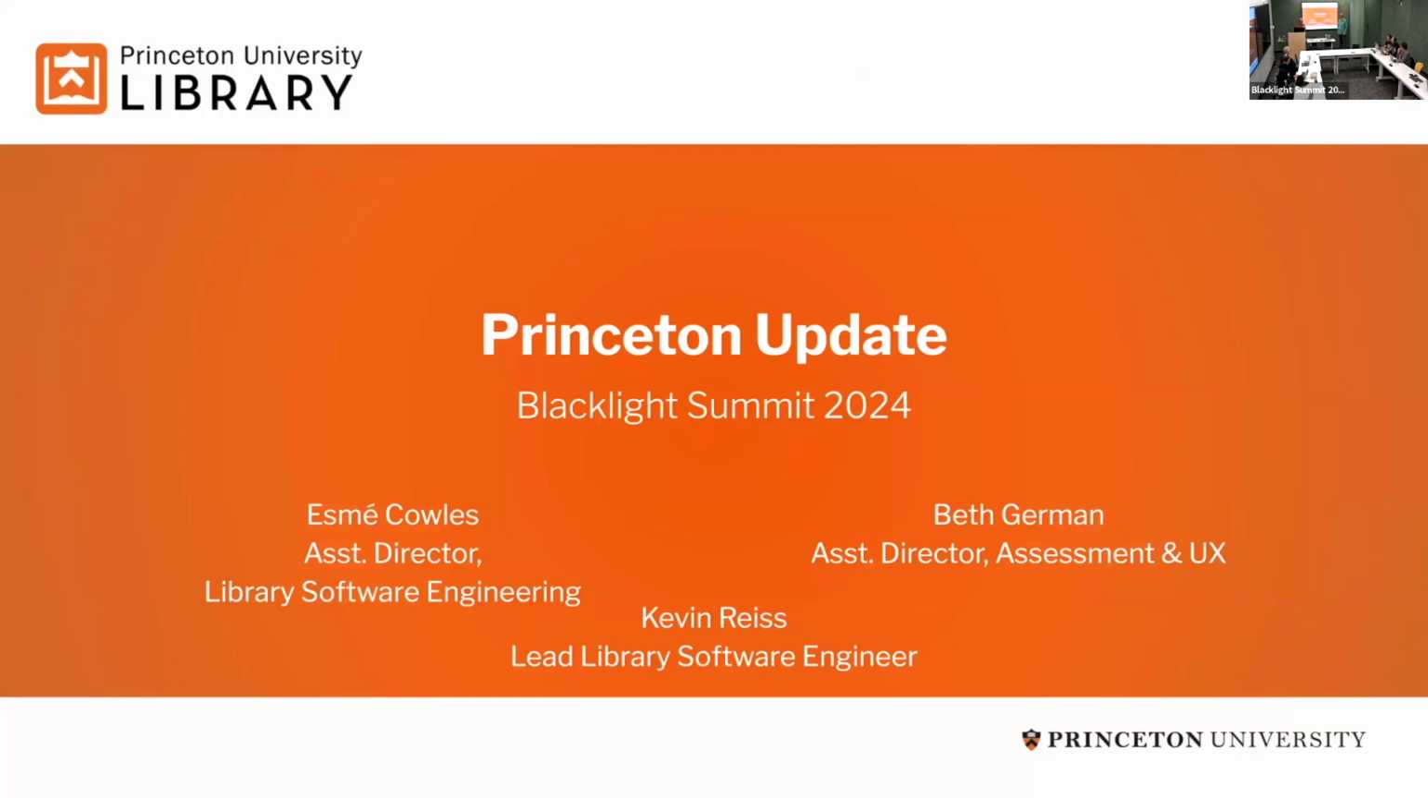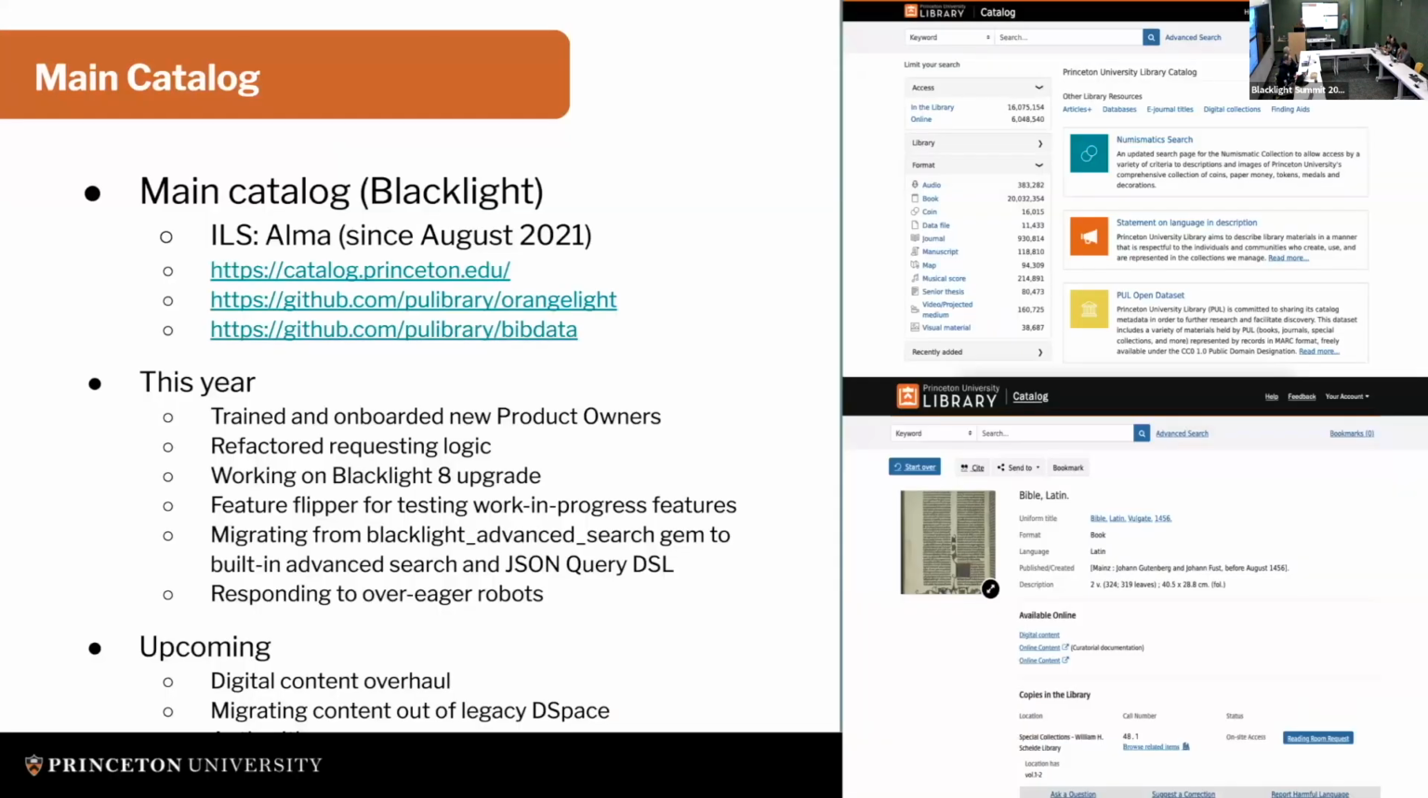I'm going to talk through our various Blacklight applications, our main library catalog, which we call Orange Light, is sort of our biggest, most high traffic Blacklight application. This year, we've been focusing a lot on our development process, onboarding product owners. We've been doing a lot of maintenance work like refactoring our whole requesting workflow, simplifying some of our affiliate groups and other things that added complexity to try to get that under control, and working on upgrading to Blacklight 8 like a lot of folks.